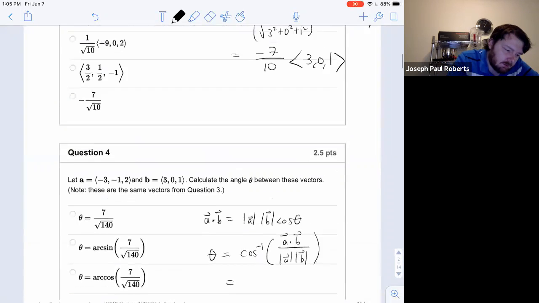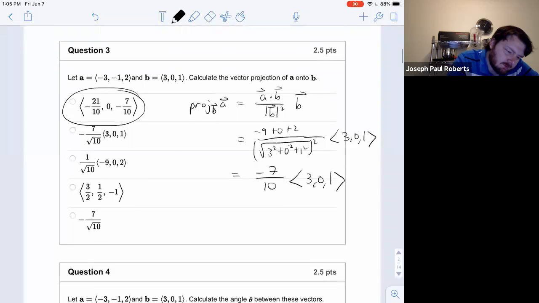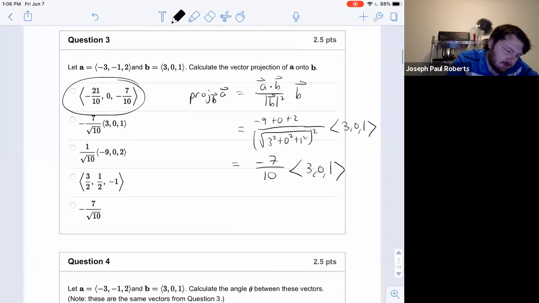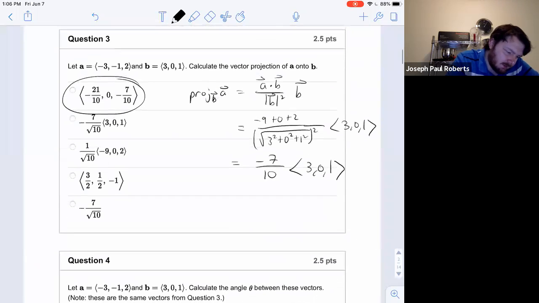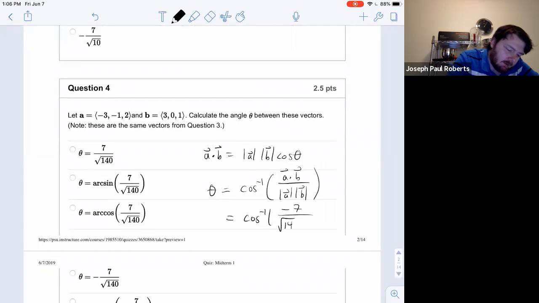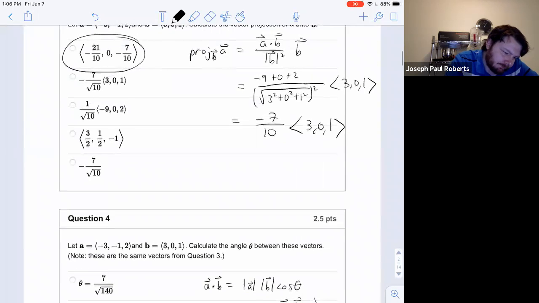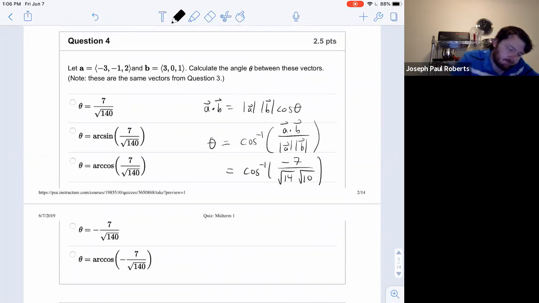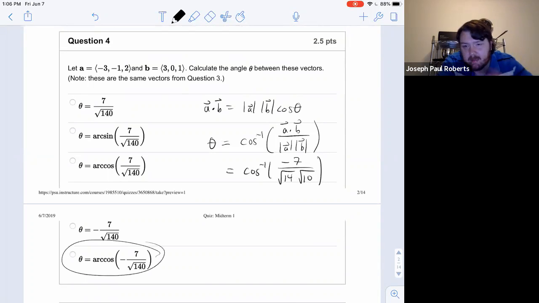We already did the dot product in question 3. So that's what? The dot product was -7. And then we didn't calculate the length of vector A, but what is that? 9 plus 1 plus 4, so square root of 14. And then we did do the length of vector B was square root of 10. And so, yeah, there we go. I guess it's written slightly differently, but no big deal. And there we go.